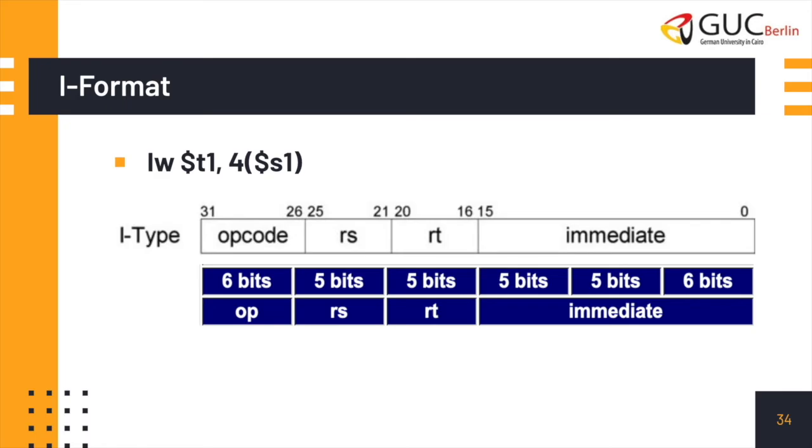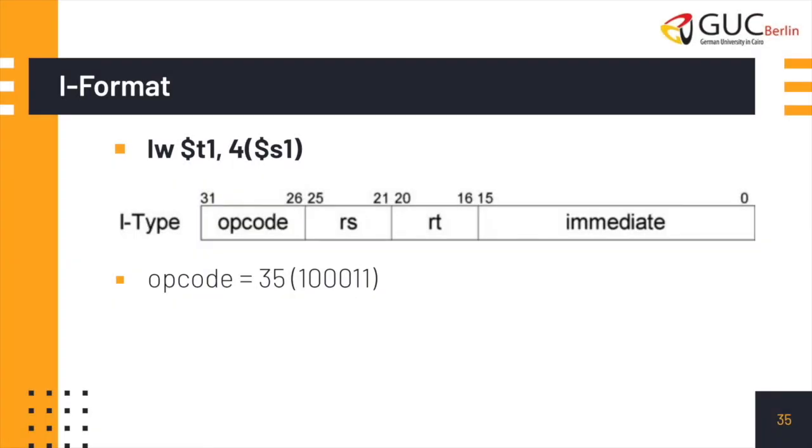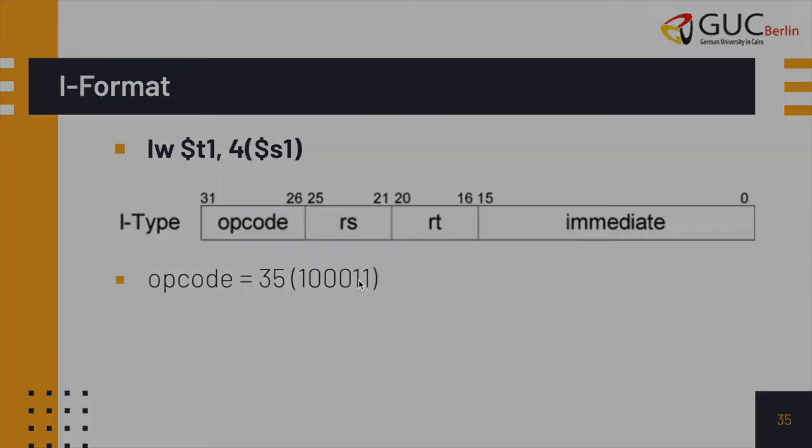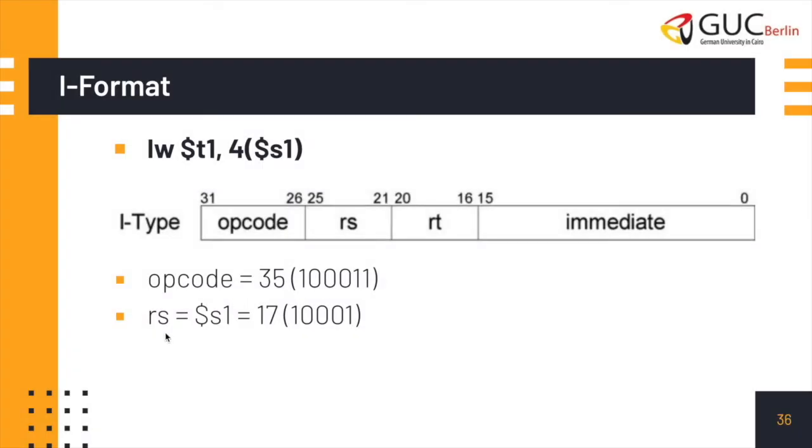So let's see how to decode this instruction and transform it from assembly to machine code. If you can see, load word has an opcode of 35, which is in binary 100011. Okay, it's already 6 bits, so I do not need to add any zeros to the left. Then we have register RS. RS in the load word and the store word is always the register containing the base address. So register S1 is register RS, and S1 is register 17, which is 10001 in binary. It's already 5 bits, so it will fit in the field.